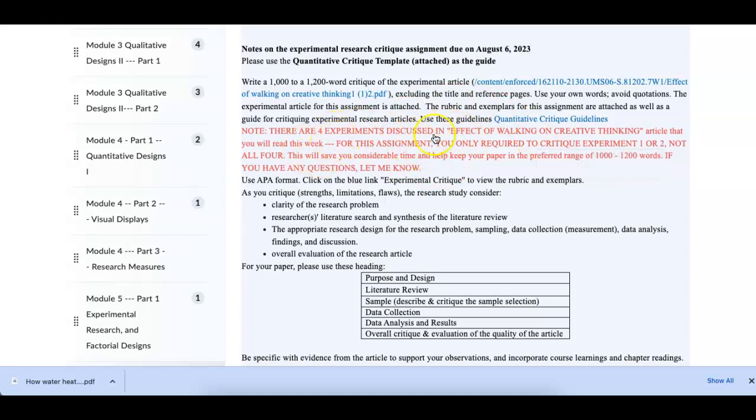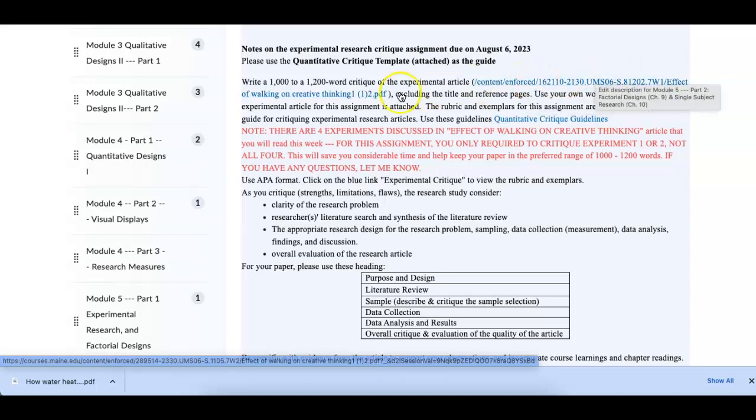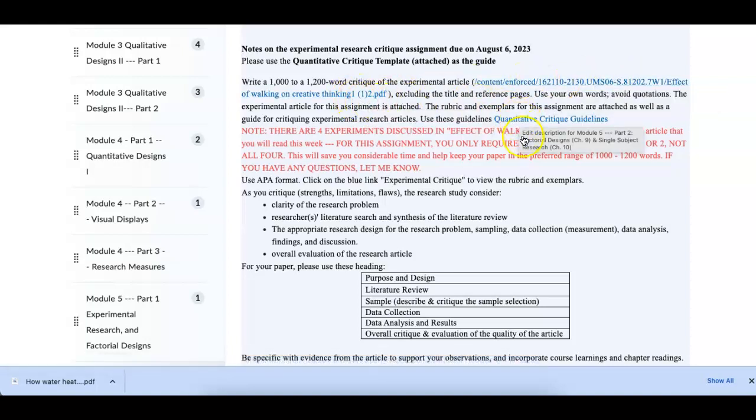There are 4 experiments in this particular article, Effective Walking on Creative Thinking. In that paper, I'd like you to only focus in on 1. You do not have to focus in on all 4 of the experiments. If you want, you can do 1, you could do 2. It's really up to you, whichever one makes more sense. If you have questions about this, let me know.